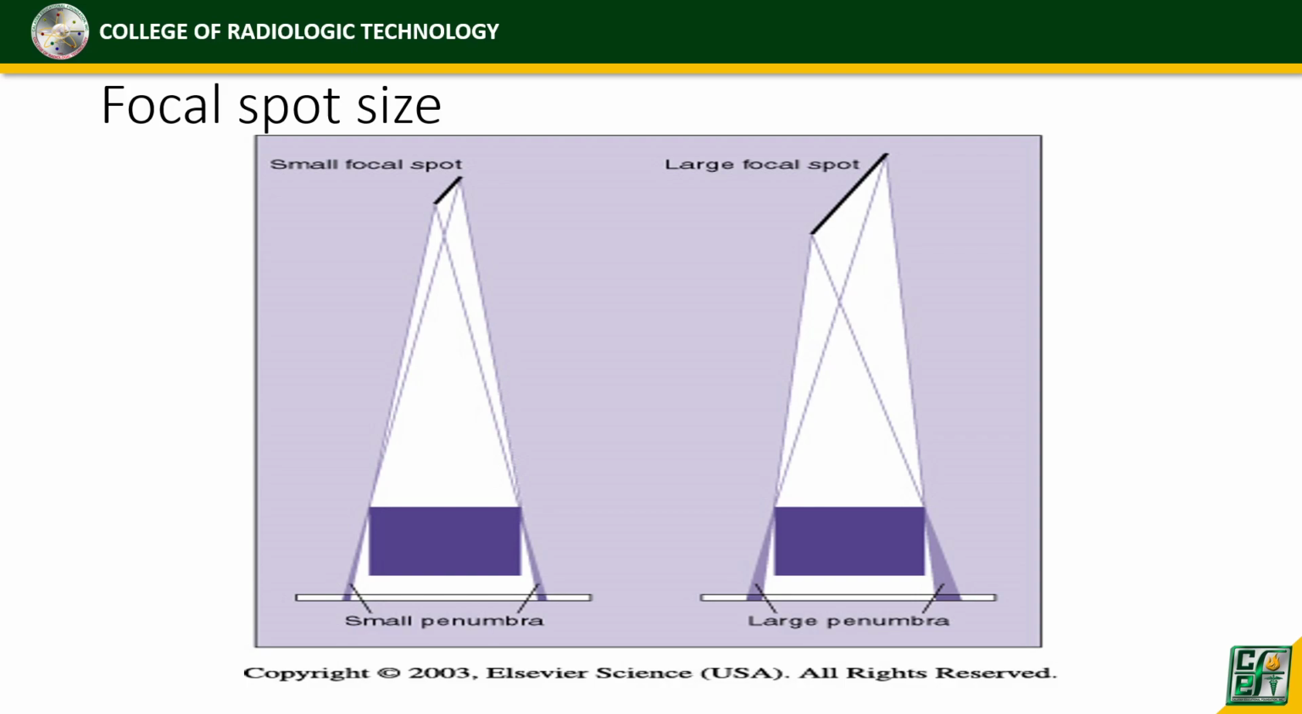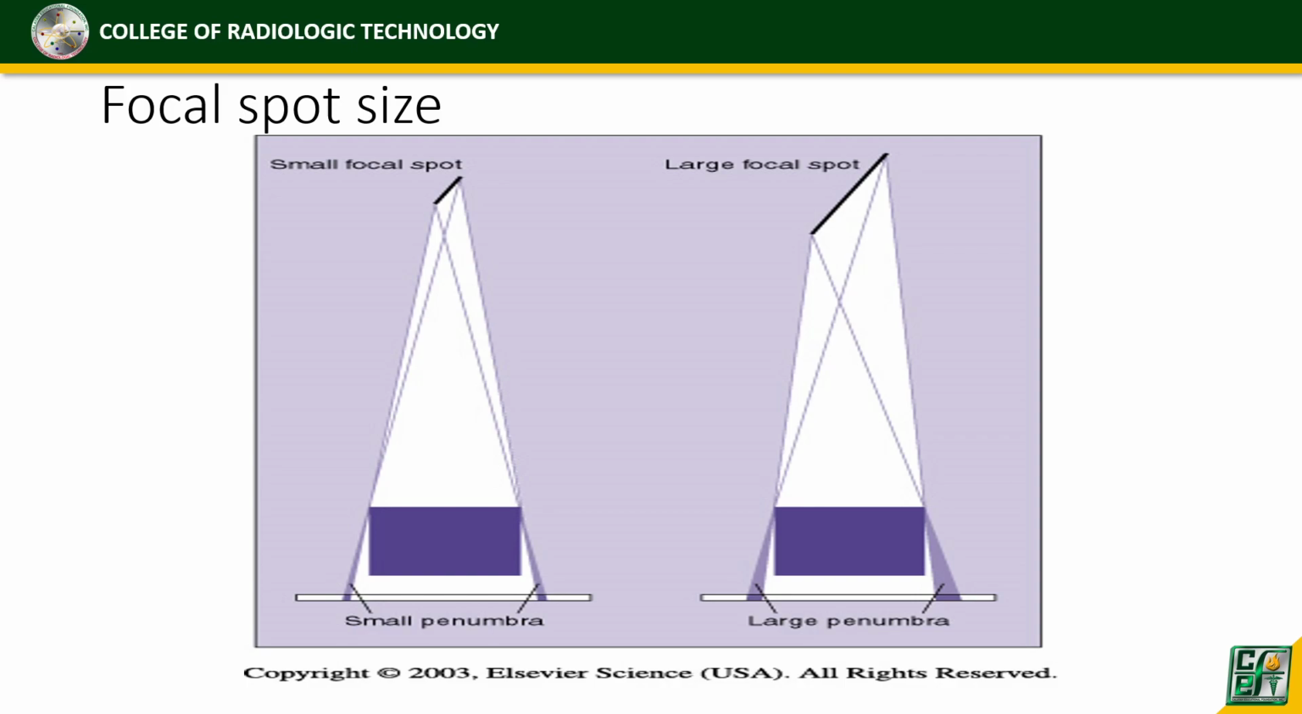So FSS is focal spot size. Okay? As you can see in the image, nakadepende sa focal spot kung gaano malaki or maliit yung penumbra. Kaya nga, in the previous meeting, sinasabi ko sa inyo, kapag small body part, ang ginagamit ay small focal spot. Bakit? Para yung sharpness or yung image ay mas sharp. Okay, para ma-view yung smallest detail.